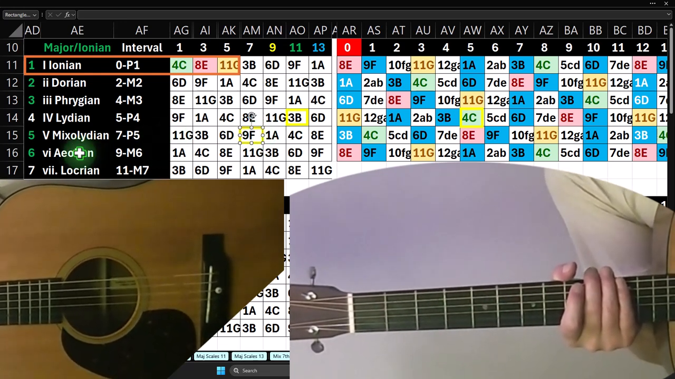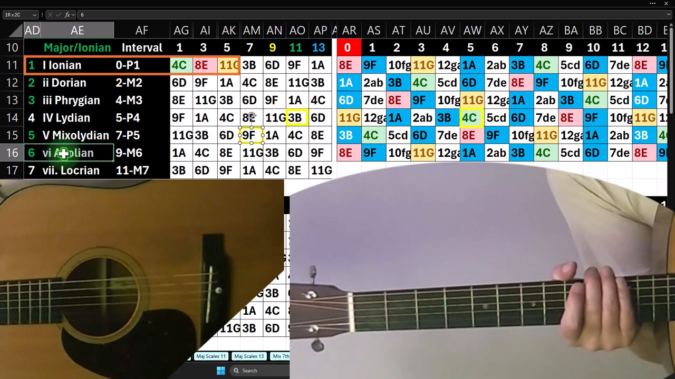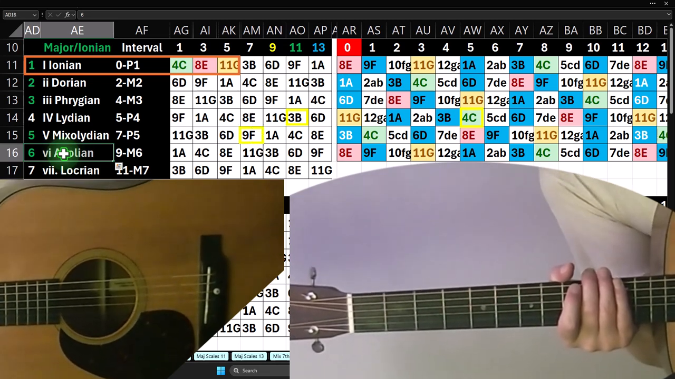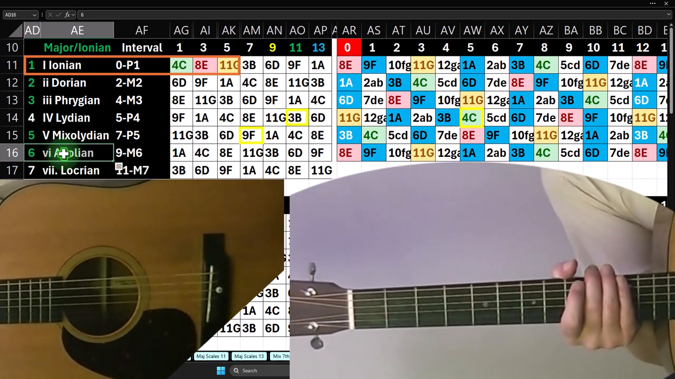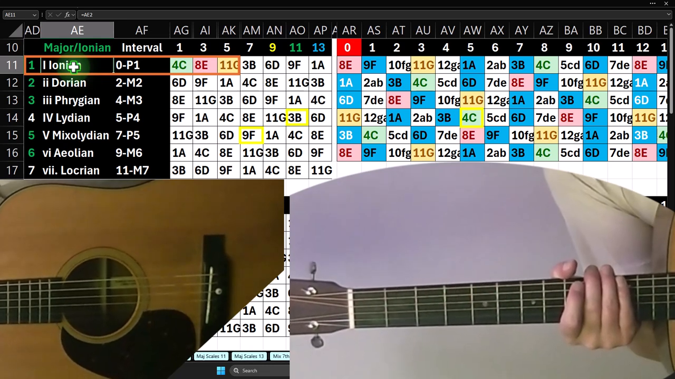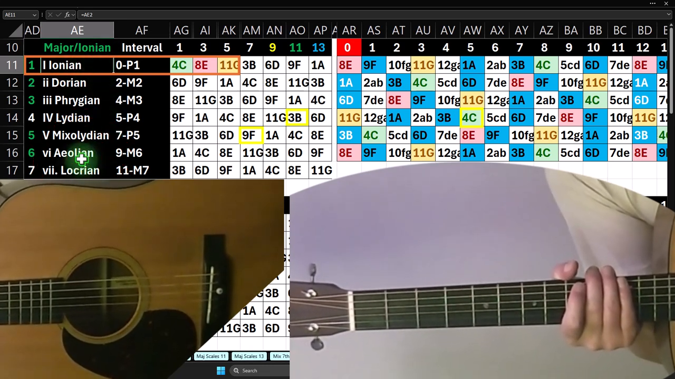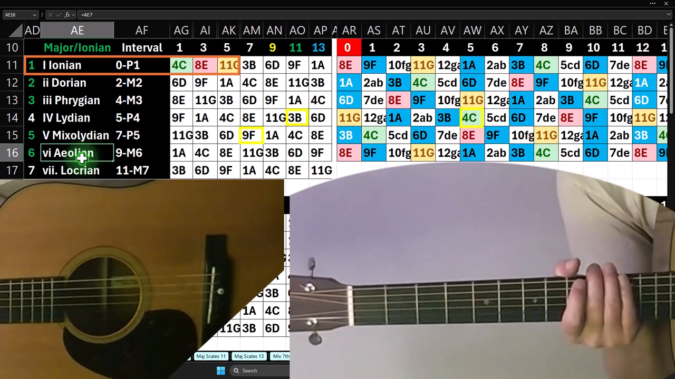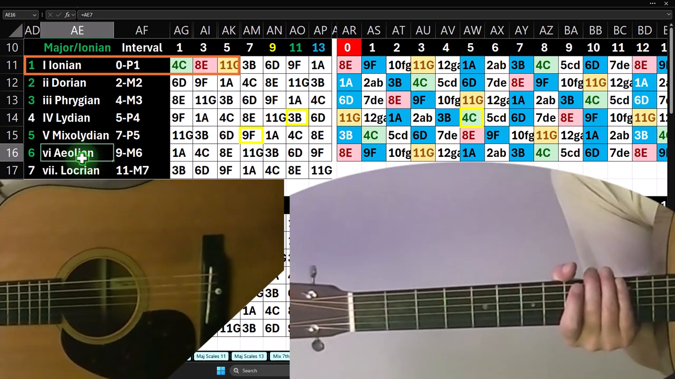And then we go to the minor. So the minor mode is here, the Aeolian, remembering that the Aeolian is just another mode. It's a minor scale, but it's just another mode, just like the Ionian is another mode. If you looked at it from the perspective of the major scale, we could just play the Aeolian as the 6th, and make everything work around it.